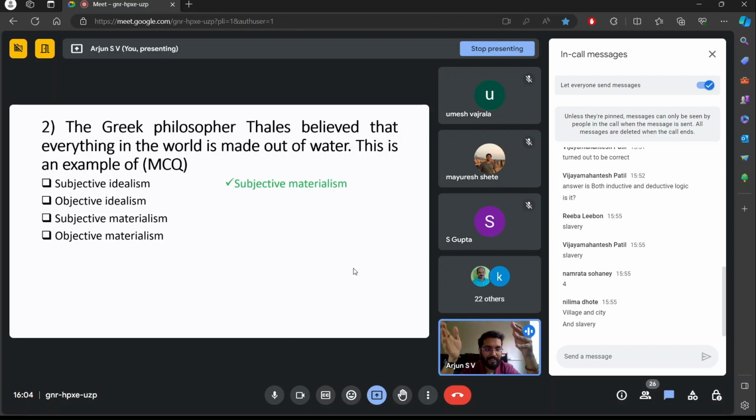Thales didn't do any experiments, or find out using anything, that everything in the world is made out of water. He just thinks of it. So that is a form of subjectivity. So his believing that everything in the world is made out of water is a form of subjective materialism.